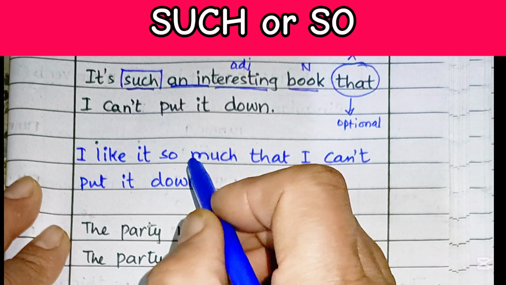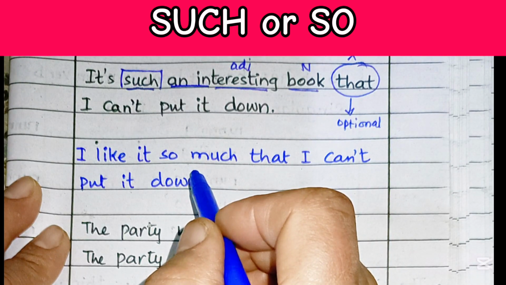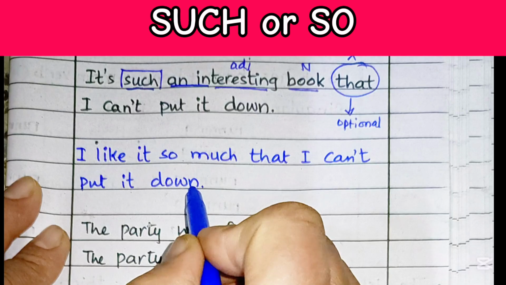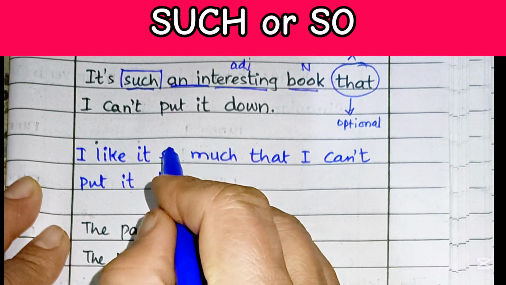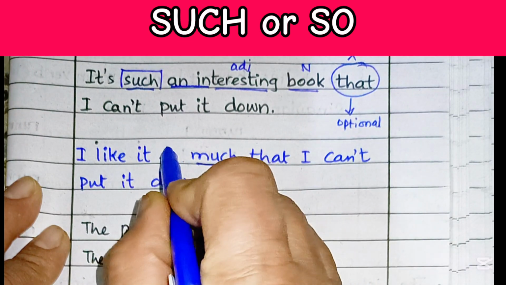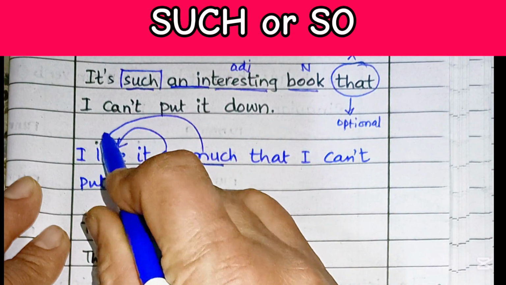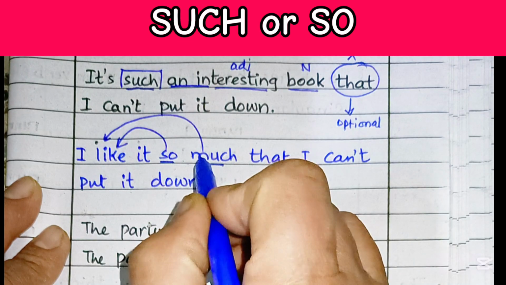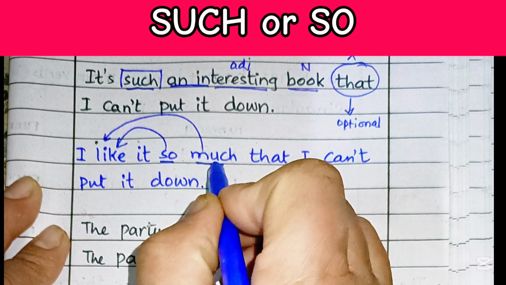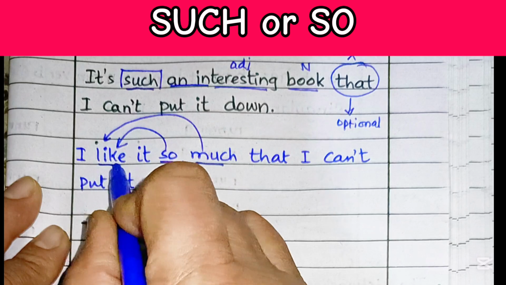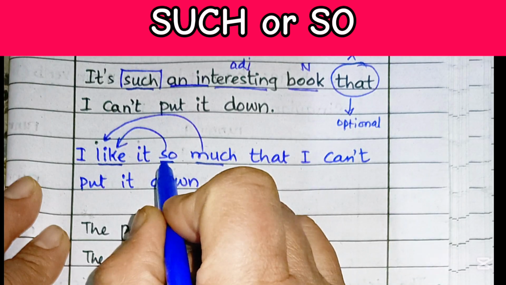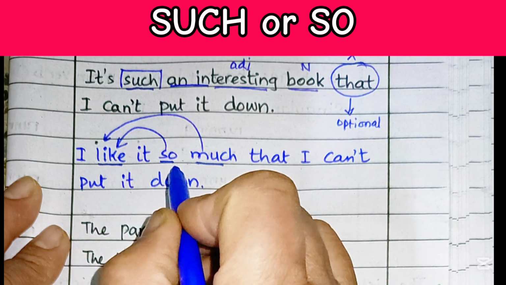You could also say something else, using a different verb. We may say, "I like it so much that I can't put it down." We can see over here that we often use "so" and "much" together. Both of these words actually modify the main verb. Like is a main verb that is being modified by "so much". So, I like it so much.